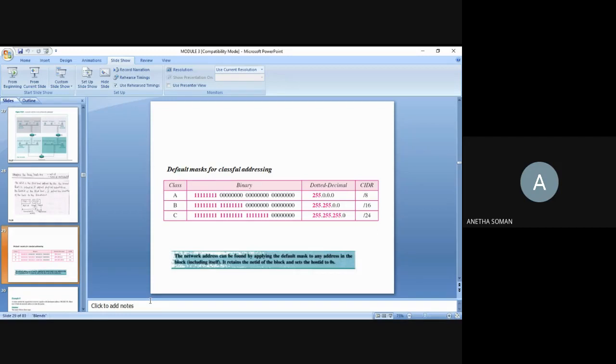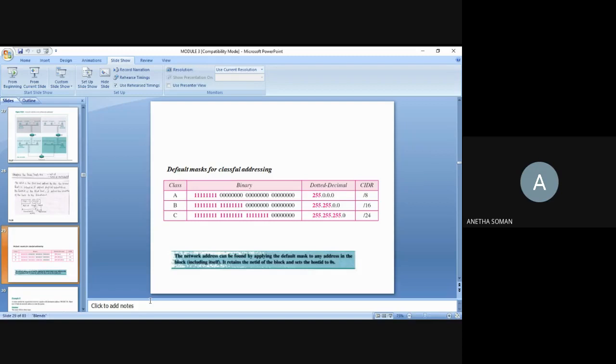Two types of mask I told you: one is the default mask and the other is the subnet mask. The default mask is required on the outside router that connects to the rest of the internet, that is the main router. And inside the organization, you require the subnet mask. Now, what does the table show? I have just defined class A, class B and class C, and you have the mask values for each class.